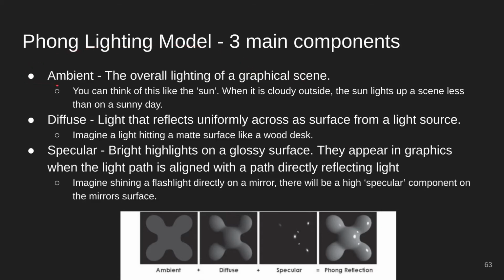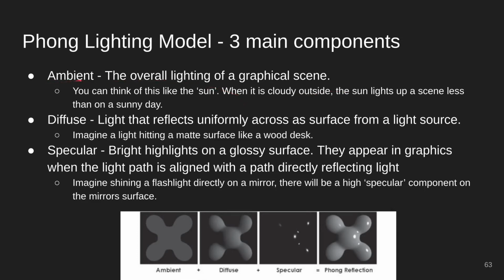Okay, so there is the ambient lighting. This is the overall lighting of a graphical scene. If you want, you can think of this again like the sun. If it's a cloudy day like it is today currently for me, or it's outside raining, there's not a lot of brightness outside. But when the sun comes out, it's a fully sunny day, things are brighter. Okay, and that's the ambient light.